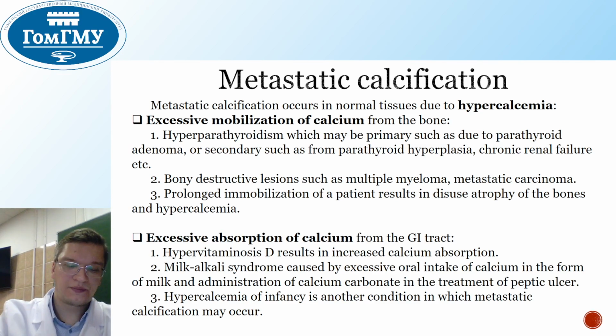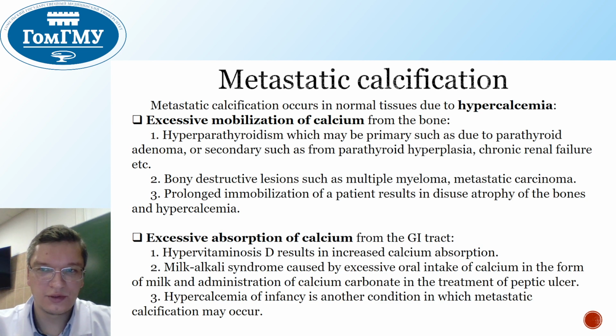Metastatic calcification occurs in normal tissues due to hypercalcemia. It can be due to excessive mobilization of calcium from the bone and excessive absorption of calcium from the gut. The causes for excessive mobilization of calcium from the bone may be hyperparathyroidism, which may be primary, such as due to parathyroid adenoma, or secondary, when we talk about parathyroid hyperplasia, chronic renal failure, and so on. Bony destructive lesions such as multiple myeloma and metastatic carcinoma, and prolonged immobilization of a patient results in diffuse atrophy of the bones and hypercalcemia.